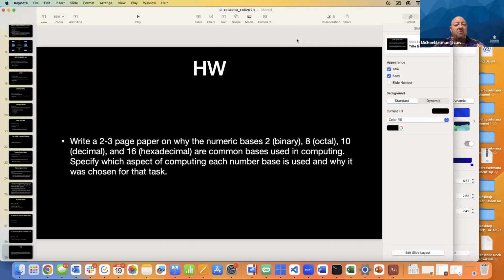All right. Let's do the obvious, decimal. Why is decimal part of what we do in computing? Go ahead.